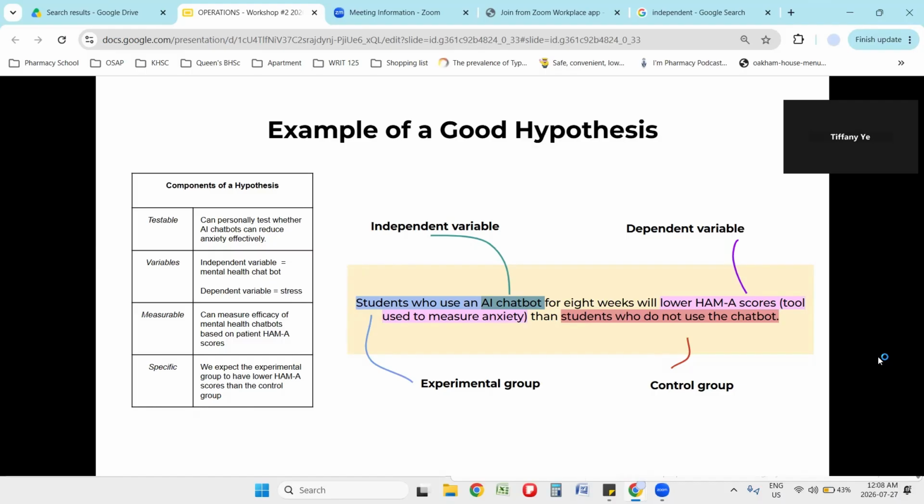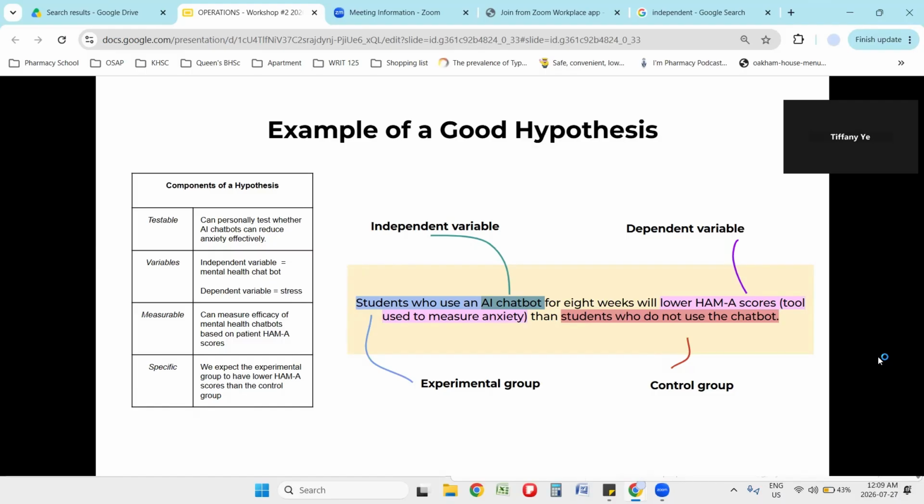And to shift your focus to the left, let's look at the components of a good hypothesis and compare it to our example. Clearly, this hypothesis is testable because you can personally assess whether AI chatbots can reduce anxiety effectively. It also has independent and dependent variables. So the independent variable here is the mental health chatbot because that's what the researchers have decided to control or present to the study population.